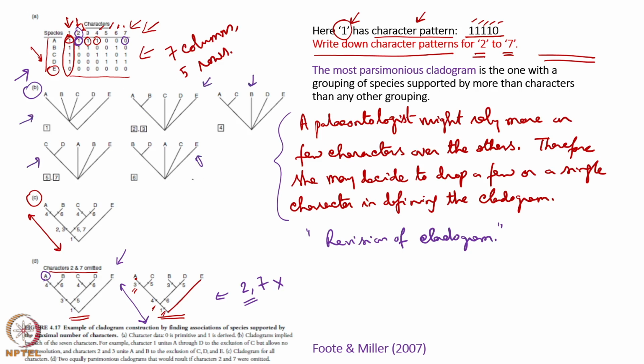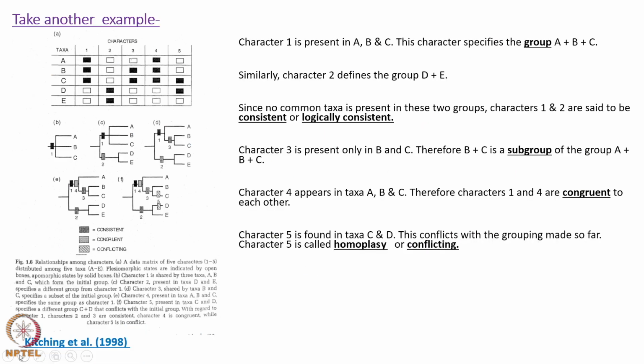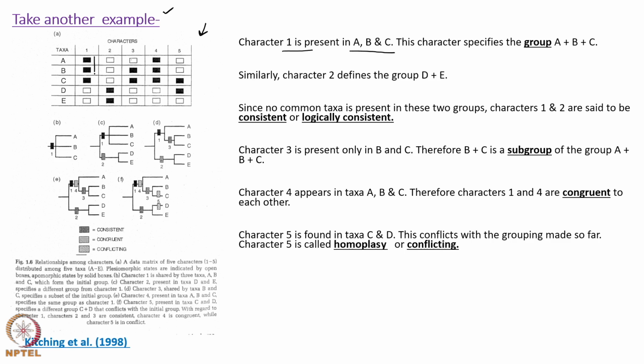Can you assign characters 1 to 7 within these cladogram edges? Let us take another example. Consider this matrix. Character 1 is present in A, B and C given by these black boxes. Here the white boxes indicate that character 1 is not present in the species D and E. Similarly, character 2 is found in species D and E and is absent in species A, B, C.